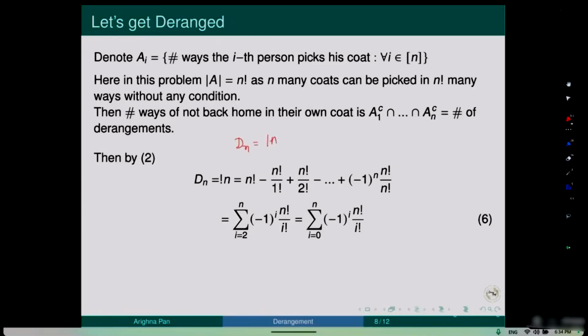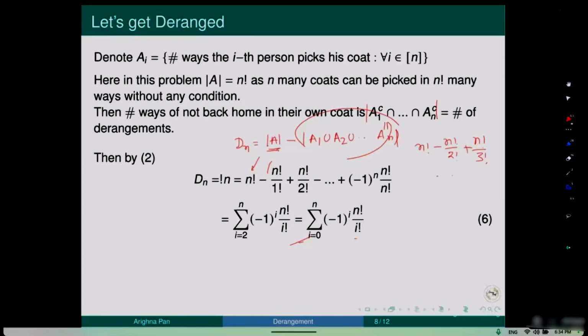It was the size of A minus A1 union A2 and so on, which is equal to this thing, right? That we had. So what will our Dn be? The size of A is n factorial, and as we have calculated, the size of this thing is just n factorial minus n factorial by 2 factorial. Again, we have to add the three people case, and so on. So everything we will have n factorial.